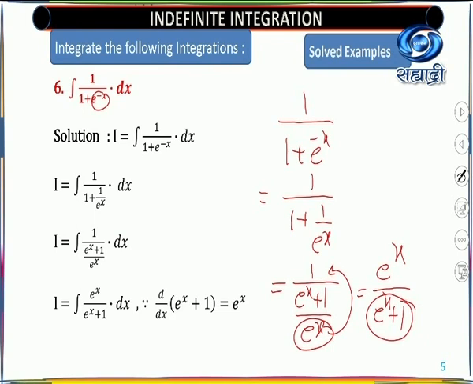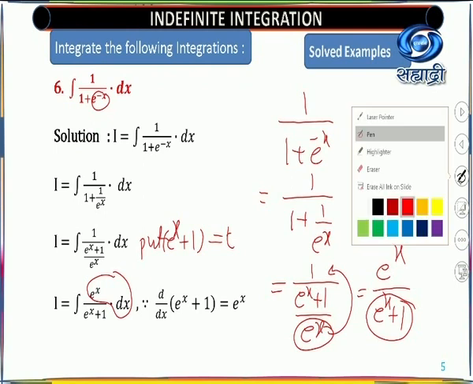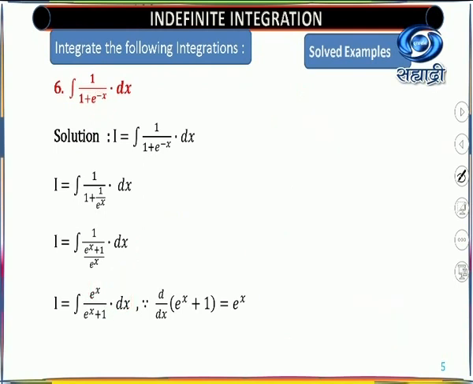Now we need to substitute e raised to x equal to... So put e raised to x plus 1 equal to t. Okay, so what you will get: the derivative of e raised to x plus 1 is e raised to x, that you know that. So you will get this completely as dt. So substitute e raised to x plus 1 equal to t. Now we'll begin with that.